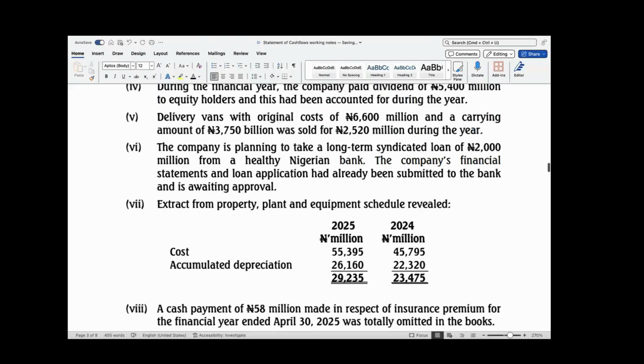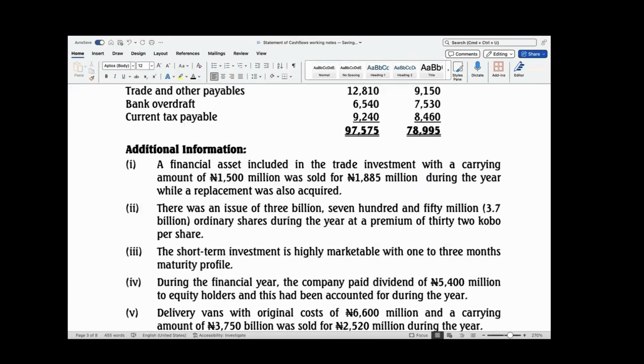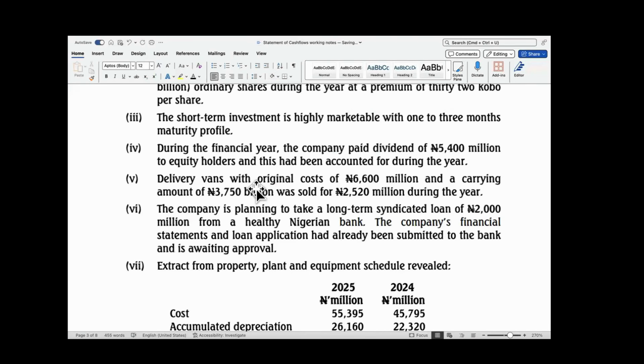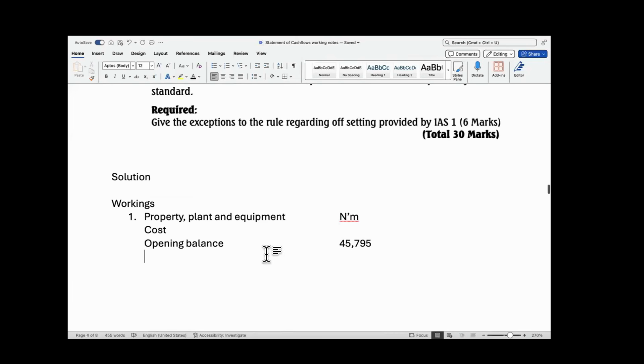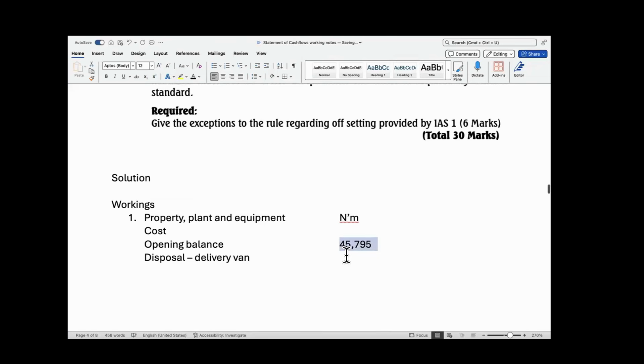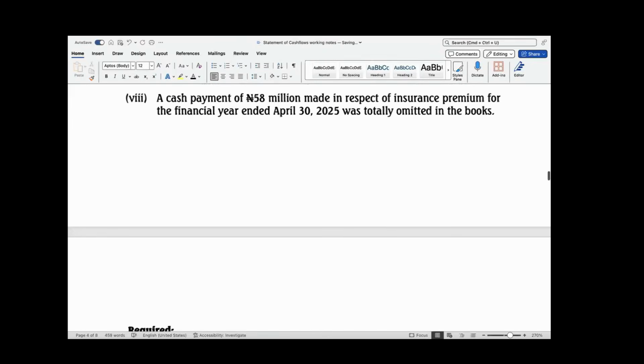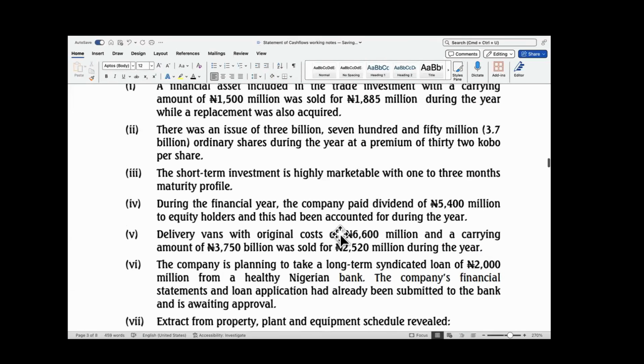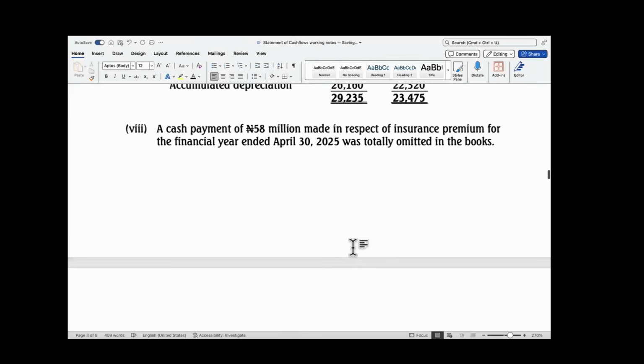Then they told me in note 5 that a delivery van with an original cost of 6.6 and a carrying amount of 3.7 was sold for 2.5. So that means there was a disposal of a delivery van. Now, because this is costs, what you would remove is the cost of the asset disposed, which is this 6.6.